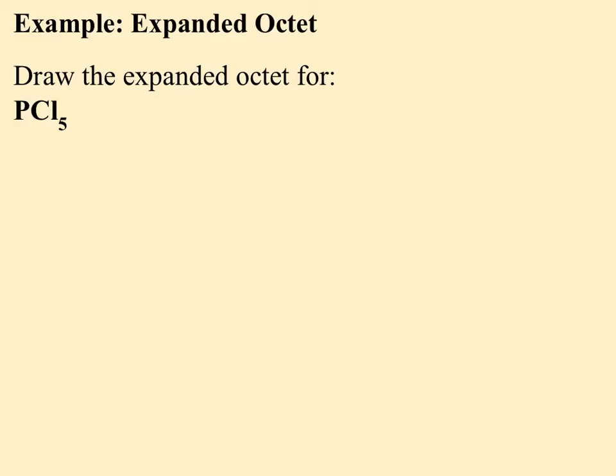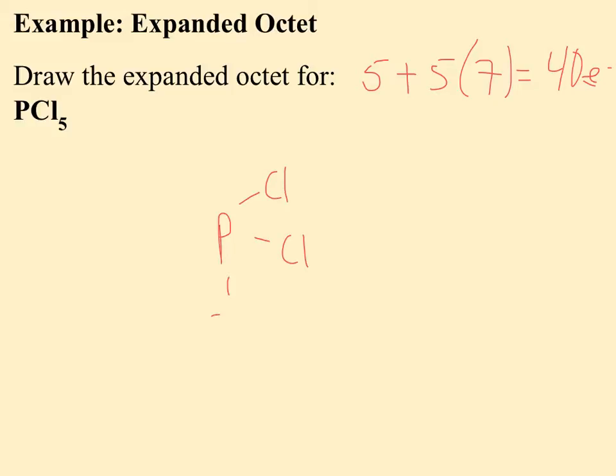It says, draw the expanded octet for PCl5. So using my usual method, I look up phosphorus and see it has 5 electrons. I have 5 chlorine that each have 7 electrons, so we have a total of 40 electrons to place around this molecule. So I put phosphorus in the center. I attach the 5 chlorine.